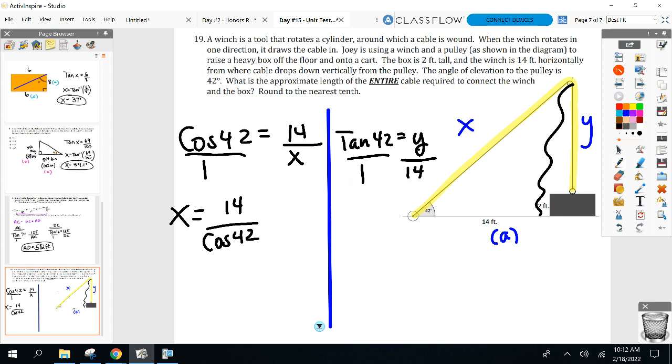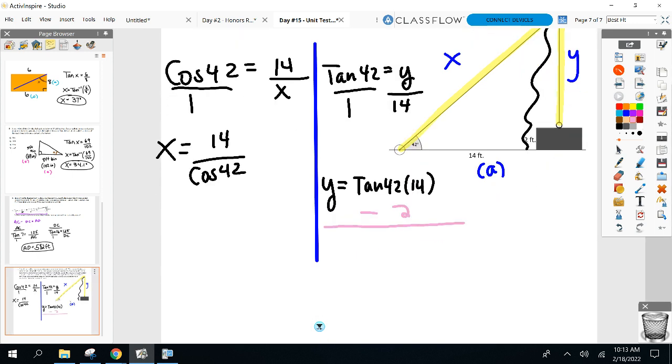Y is going to be equal to the tangent of 42 times 14, but what do I need to do at the end? Zach? Subtract 2 at the end. All right, so make sure we subtract 2. I add the 2 together. Final question here. How long was the cable? Making sure I subtracted 2. How long did we get for the cable?